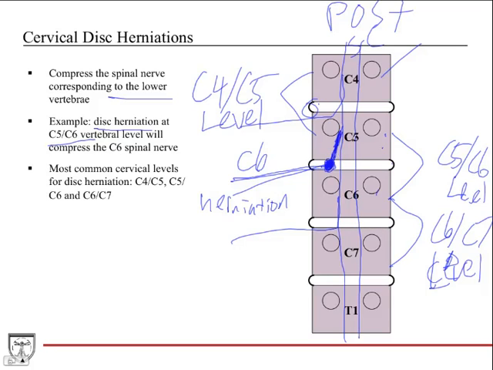So an easy way to remember it, and this is true in the lumbar as well, is that the nerve always corresponds to the lower vertebral level. So if there's a herniation at the C5, C6 level, it's always going to be the C6 spinal nerve. That's an easy way to remember it. Disc herniation at C6, C7, it's going to be the C7 spinal nerve.